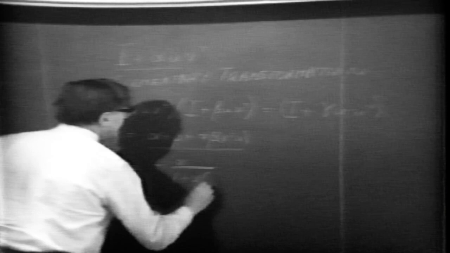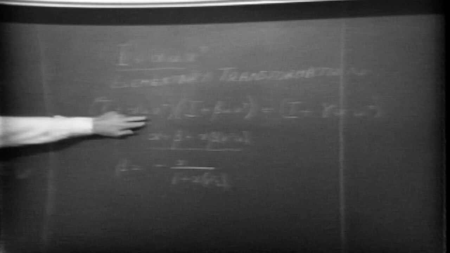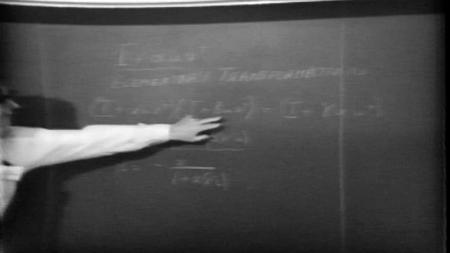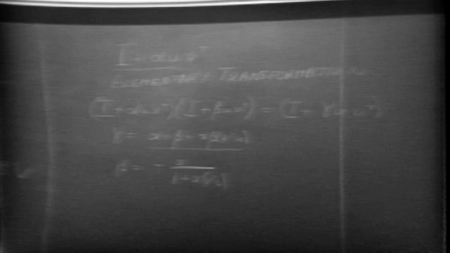So the inverse of an elementary matrix is a matrix of the same kind with the same U and the same V, and with the beta defined by this relation here. And we see that it's possible to do this unless this denominator is zero.